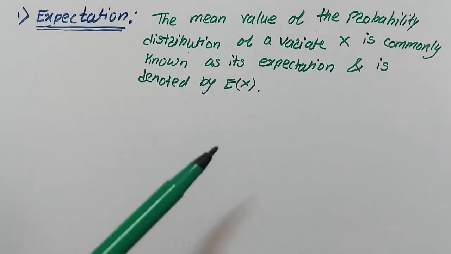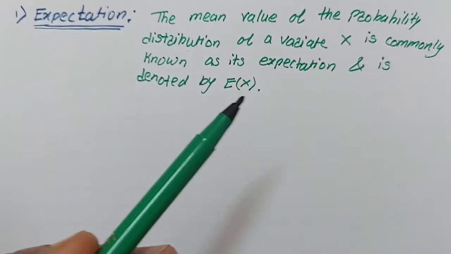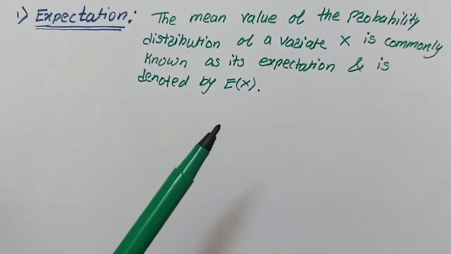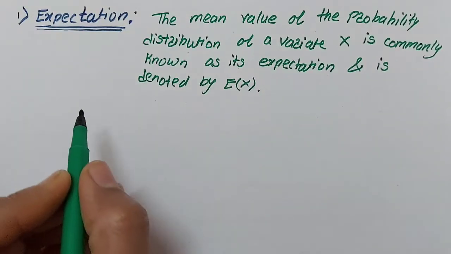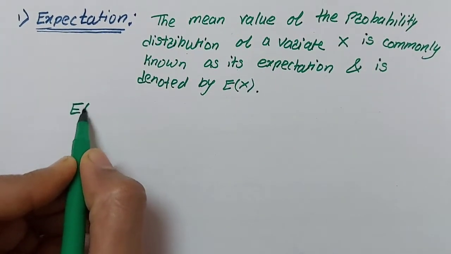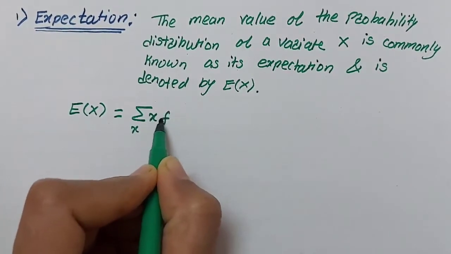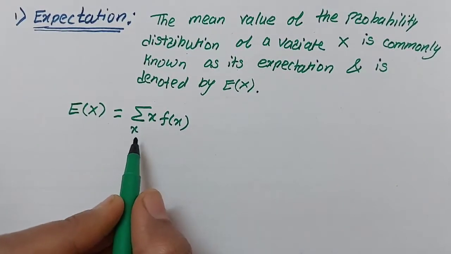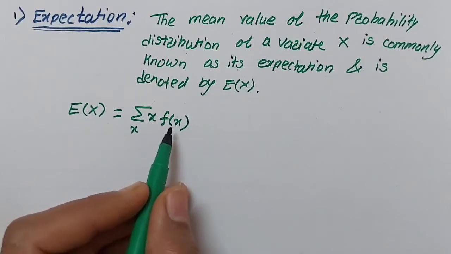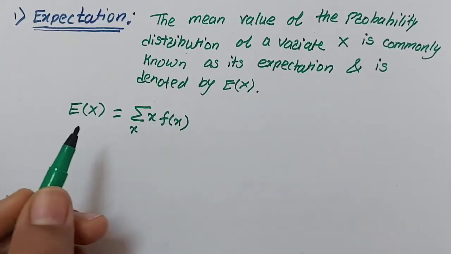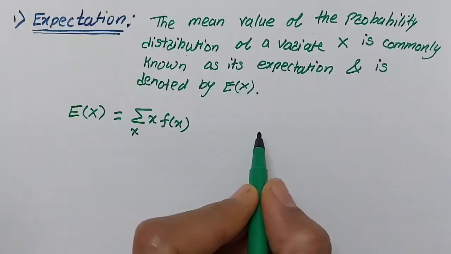Expectation is nothing but the mean value of the probability distribution of a random variable x, and it is denoted by E of x. We know that our x is a random variable, that means it may be continuous or discrete. So here we define expectation of x, that is E of x, equals summation x f of x. Here we are taking summation over x, and we use this definition when our random variable x is discrete. For a discrete random variable, we have to use this definition.